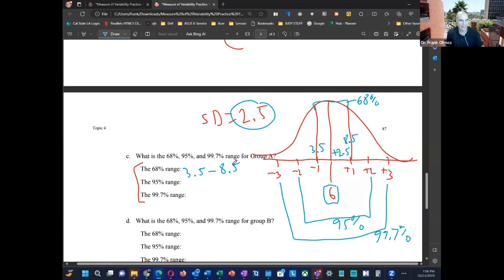If you follow that logic, you can do the other ones, but it's just a little bit different. To get the 95% range, you add 2 standard deviations to the mean. I already know that if I add 1 standard deviation to the mean, I get 8.5. But I'm going to add another standard deviation, which is another 2.5.